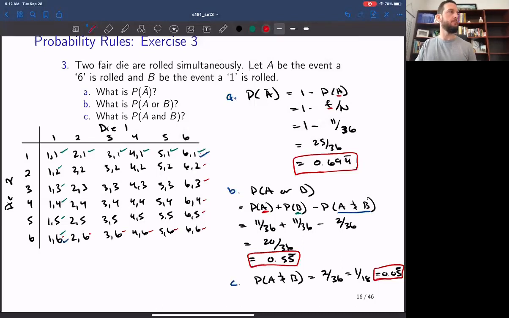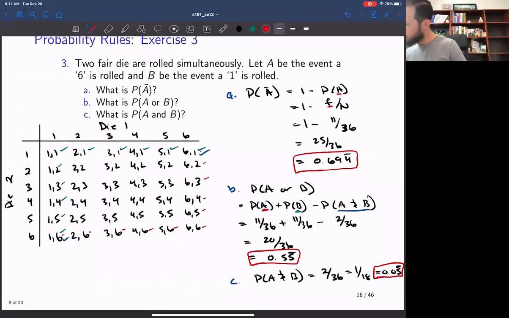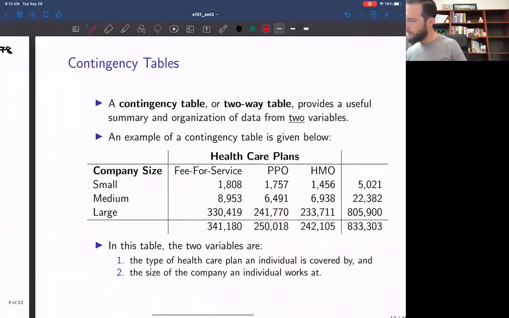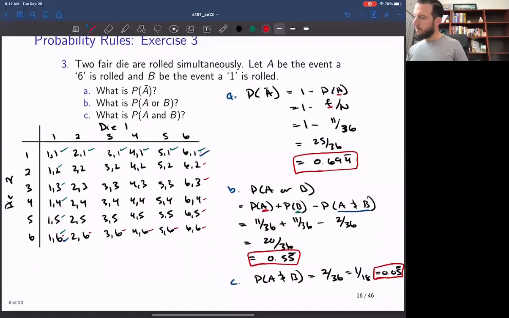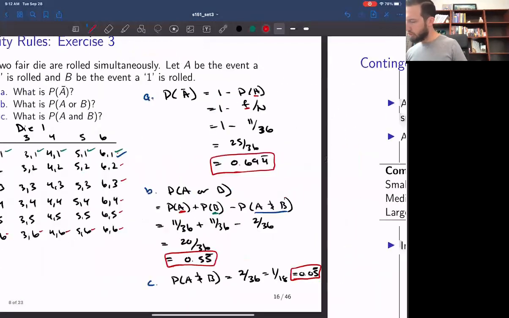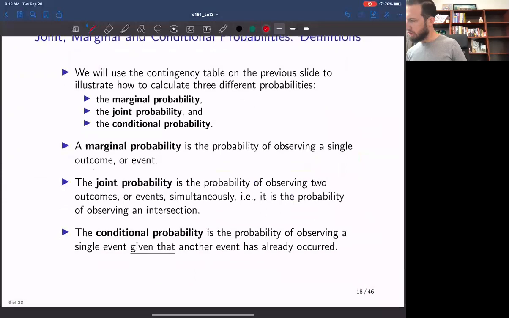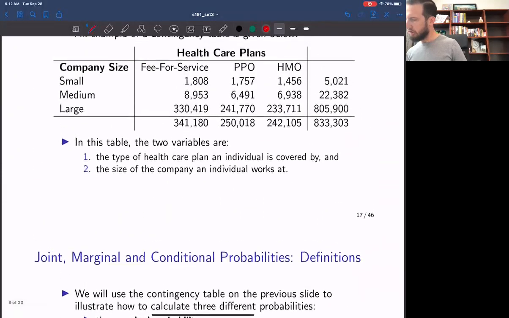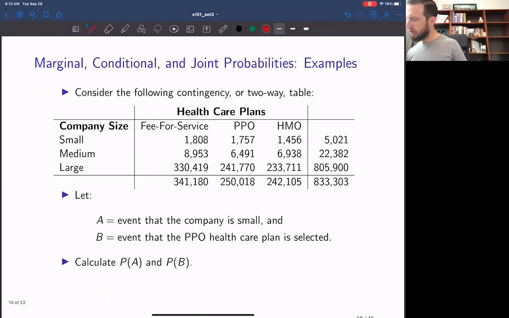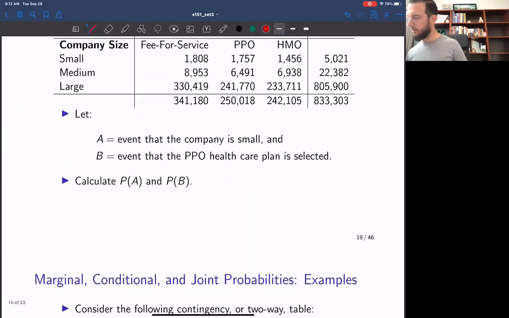Sweet coffee. All right. Contingency tables next. 912.